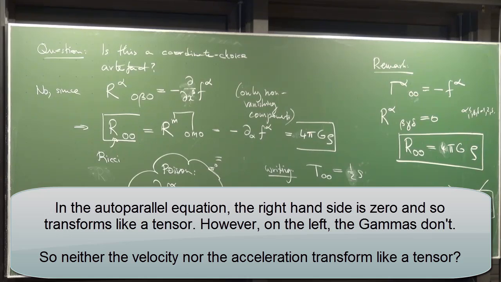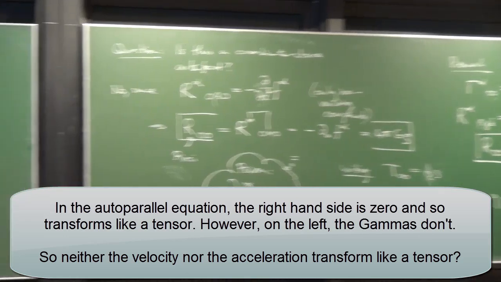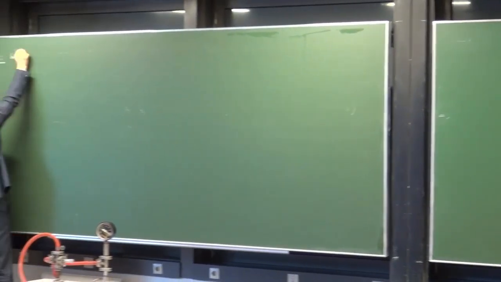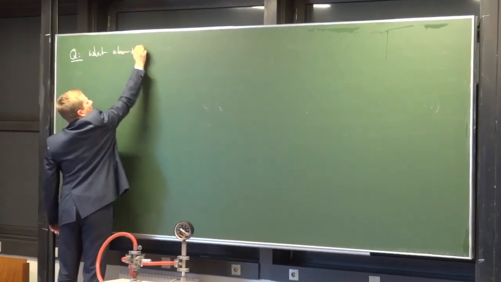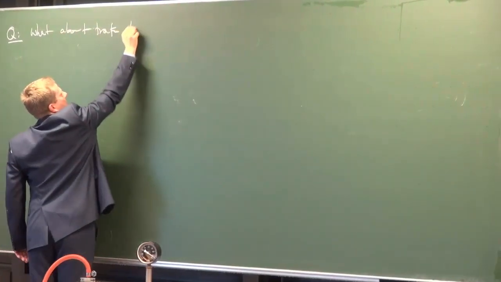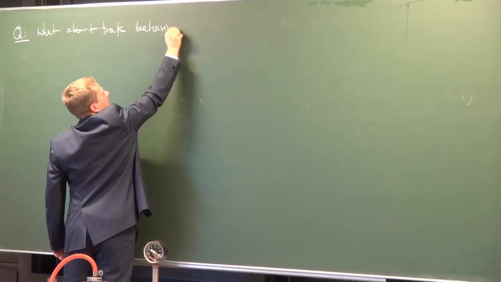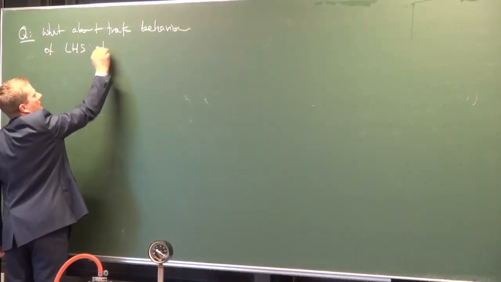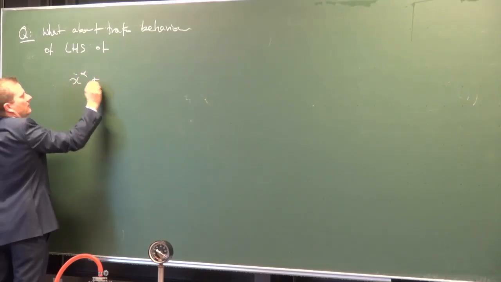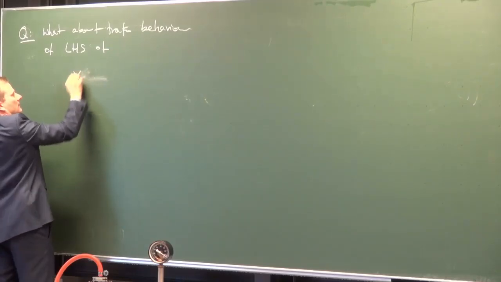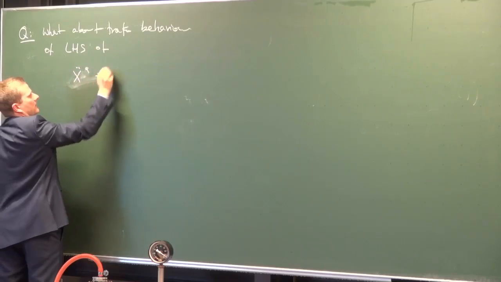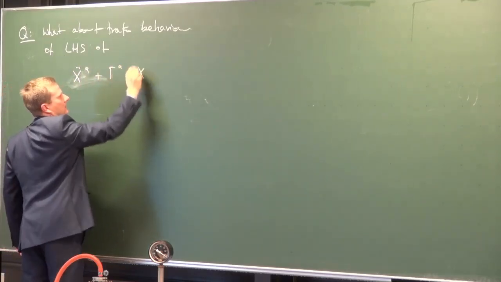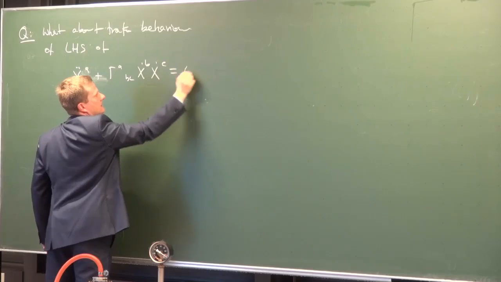Neither the velocity nor the acceleration transforms. The velocity does, the acceleration doesn't. Well, let me write it down. Okay, so question: what about the transformation behavior of the left-hand side of x double dot A plus gamma ABC x dot B x dot C equals 0?